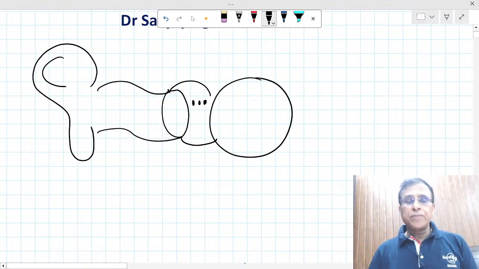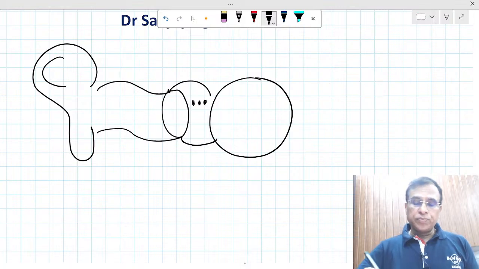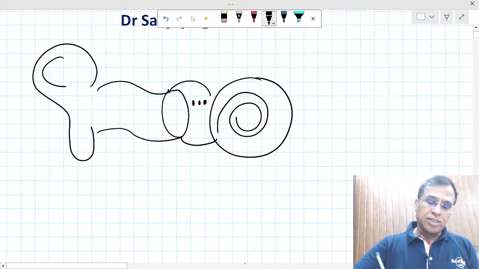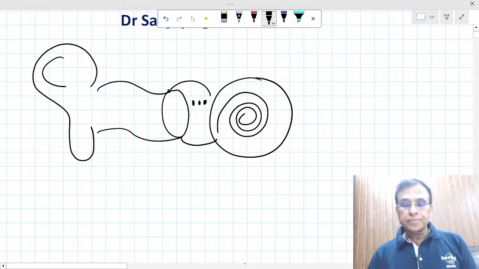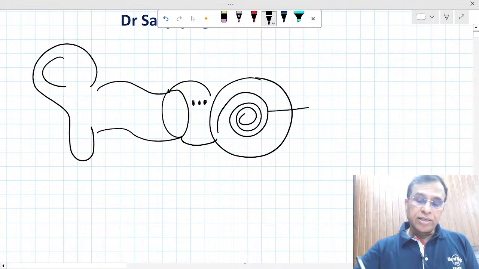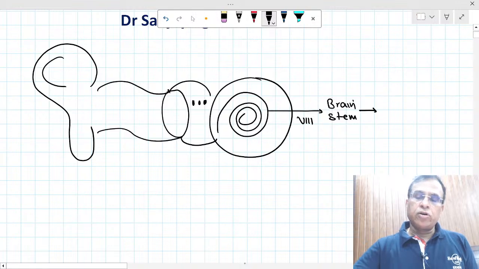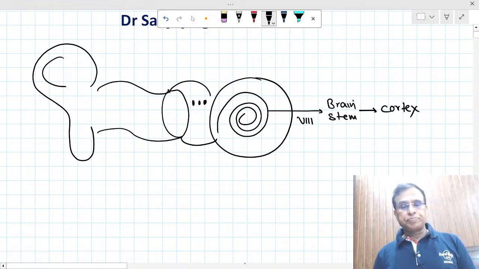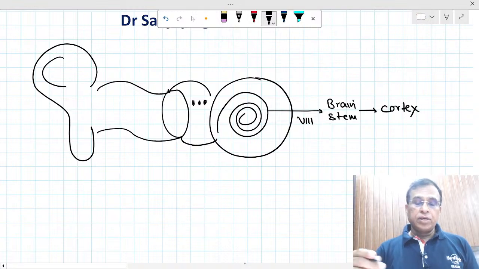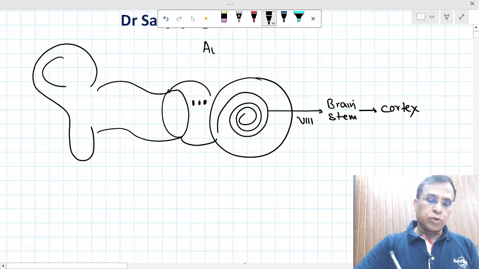What do you have in the inner ear? In the inner ear we have cochlea and the vestibule, and we all know cochlea can be drawn something like this, coiled structure, cochlea. From the cochlea in the inner ear, the eighth nerve will carry the signal like this. Eighth nerve will carry the signal that will travel through the brain stem, and it will reach the auditory cortex, brain, where you finally hear the sound, right? Now this is a very simplified line diagram of what is called the auditory pathway.